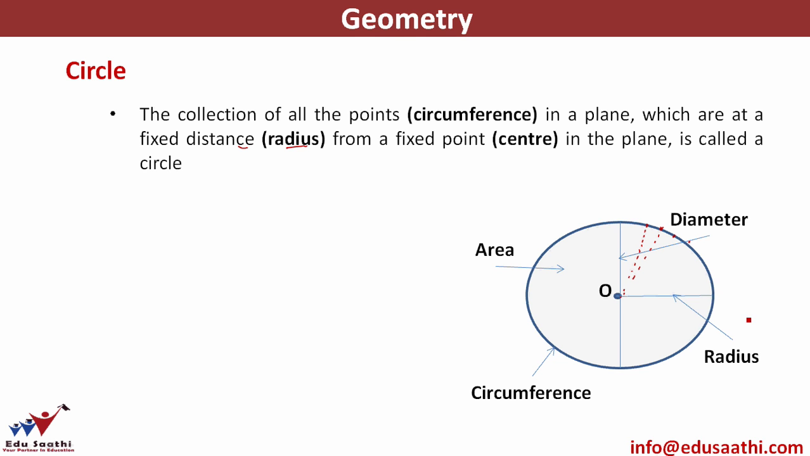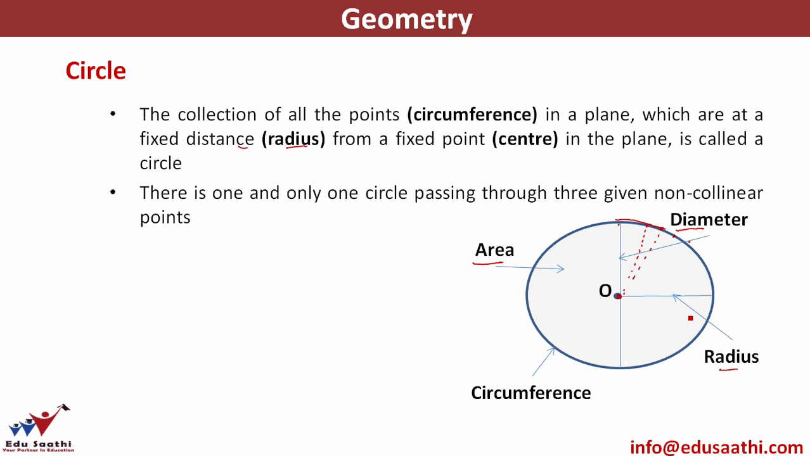In the figure given to you, O is the center of the circle. This line is representing the circumference of the circle. The shaded region refers to the area of the circle. A line passing through the midpoint of the circle, or the center of the circle I should say, is known as diameter. And half of the diameter is your radius.